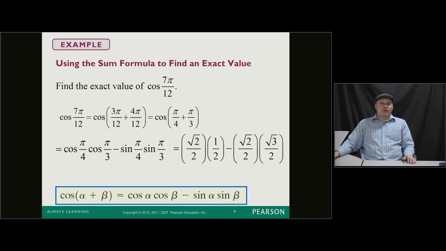So cosine of pi over 4 is the square root of 2 over 2. Cosine of pi over 3 is 1/2, minus sine of pi over 4, which is the square root of 2 over 2, and the sine of pi over 3 is the square root of 3 over 2. And if you just plug and chug on those numbers, square root of 2 over 4 is the first, and then square root of 6 over 4 is the second. So doing the math, it's the square root of 2 minus the square root of 6 over 4.